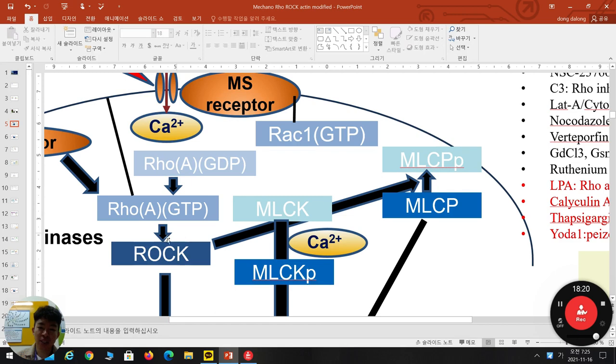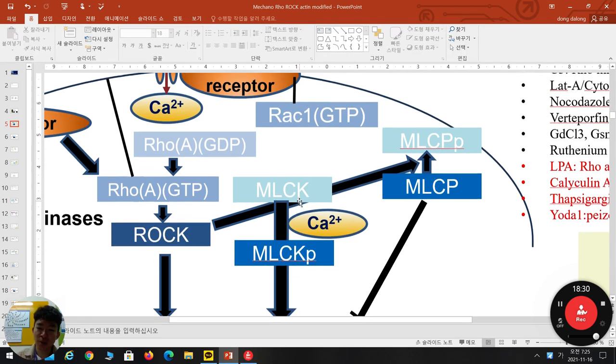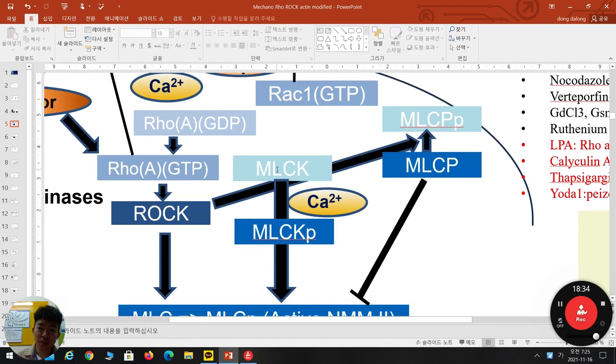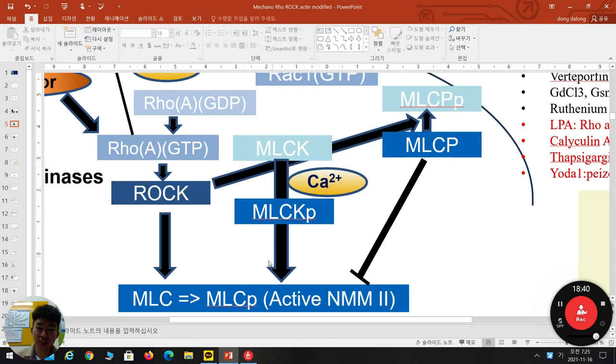And this is another kinase, ROCK kinase and MLC kinase. MLC is myosin light chain, so myosin light chain kinase. Very interestingly, when myosin light chain kinase is activated by Rho GTP through ROCK kinase, it can phosphorylate myosin light chain and activate it.